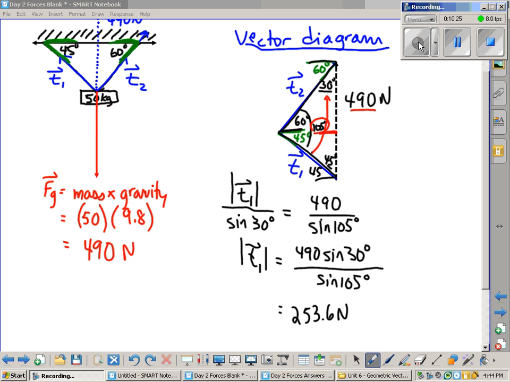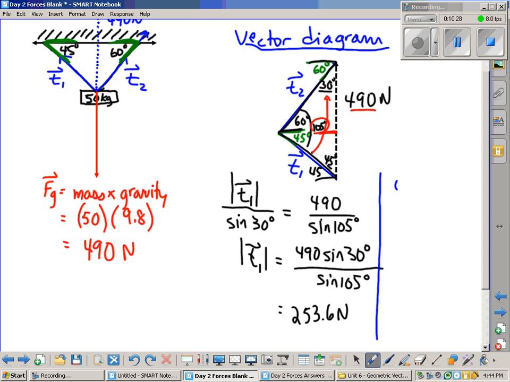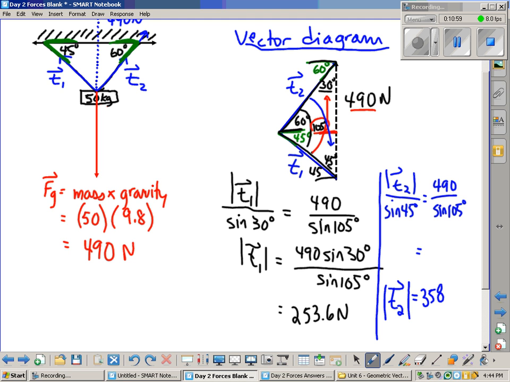So I'll very quickly solve for T2 doing the exact same method. Just make some space here. This is going to be the magnitude of T2, and its opposite angle is 45, so sine 45 equals, and I can compare it to the same thing, 490 over sine 105. Multiply by sine 45, get an answer, and T2, it turns out, is 358.7 newtons. And if you'd like to pause right now to double check those numbers, you can.